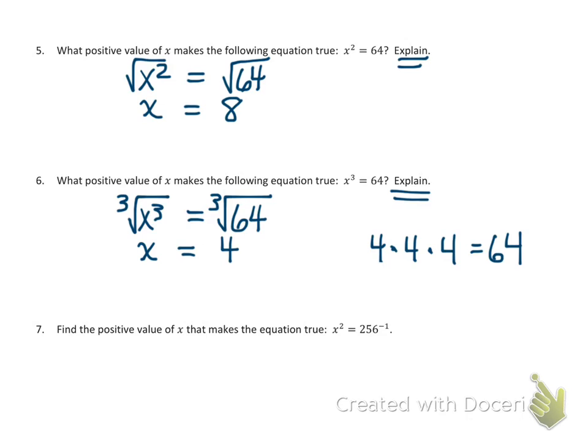Okay, got another one down here. So find the positive value of x that makes this equation true. So we have x squared equals 256 to the negative 1. So I'm going to, as my first step, rewrite this equation. X squared is equal to 1 over 256. You might need to review negative exponents as you do this lesson. You could look up that information back in Module 1, I believe.